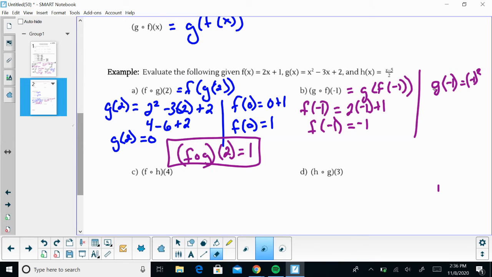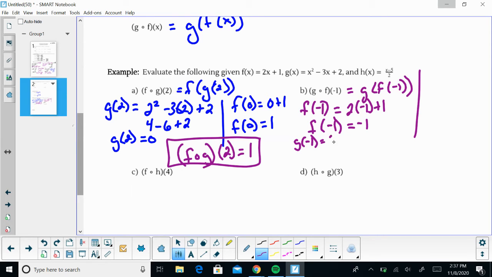Ooh, that is not enough space. Let's find some more space over here. Guess we'll come down. G of negative 1. Negative 1 squared minus 3 times negative 1 plus 2. Negative 1 squared would be 1. Negative 1 times negative 1 would be positive 3 plus 2 would be 6. So since g of negative 1 is 6, I know that g composite f of negative 1 is positive 6.